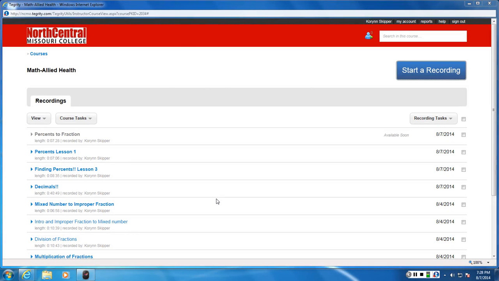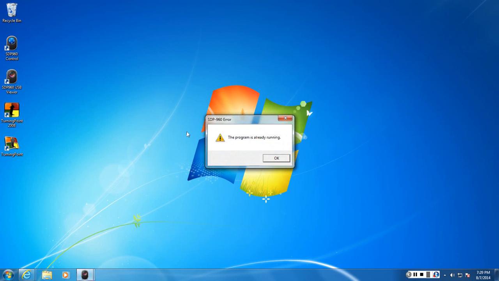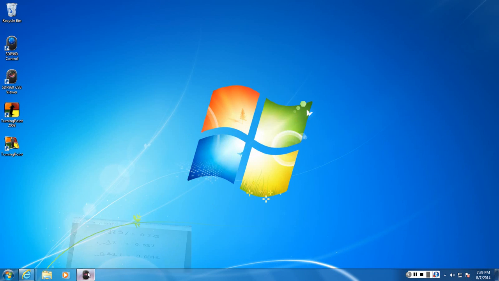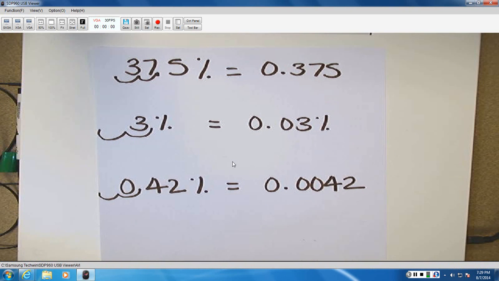But the next step on this worksheet, we're actually going to take percents and we're going to turn them into decimals. Now for starters, let me pull this up. Okay, so for starters, if you have just a simple decimal percent and you want to turn it into a decimal, all you have to do is just move your decimal point to the left 2 spaces.